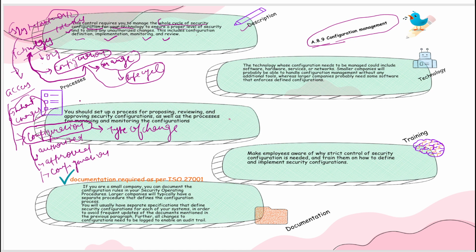So, the whole life cycle, right? Identification: what is the definition of the configuration, and then how and when they are going to implement it. Once implemented, how they are going to monitor it for some time, and then review the configuration at regular intervals, and then update this configuration based on the security need. Okay.